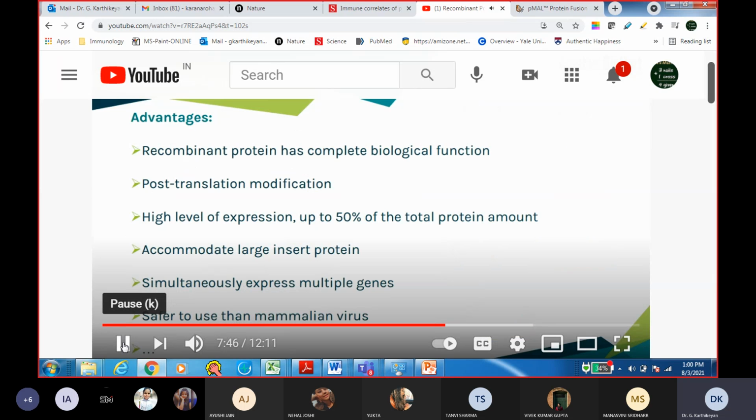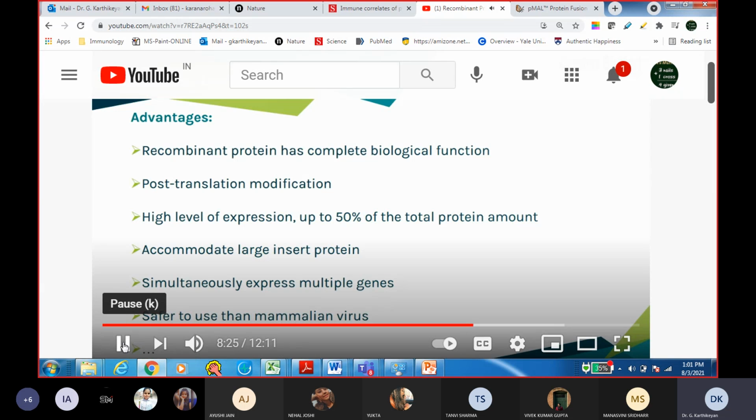The main advantages of the baculovirus system include: 1. Recombinant protein has complete biological function, such as correct protein folding and disulfide bonds. 2. Post-translational modification. 3. High level of expression, up to 50% of the total protein amount. 4. It can accommodate large inserts. 5. It can simultaneously express multiple genes. The main drawback is that exogenous protein expression is under the control of the very late viral promoter, where the cells begin to die due to viral infection.